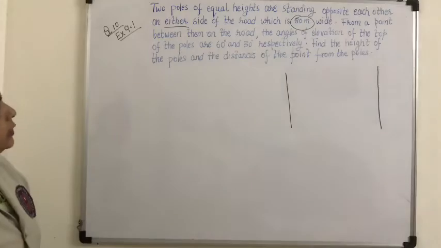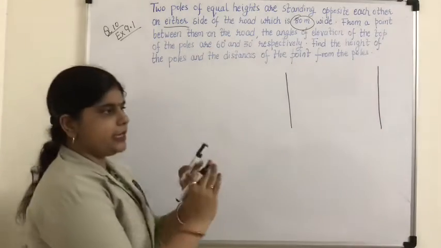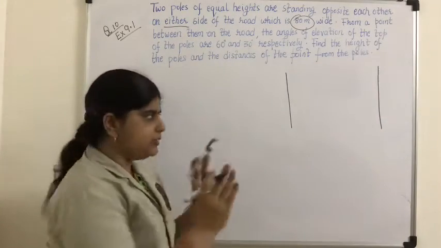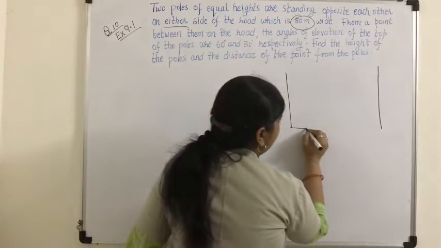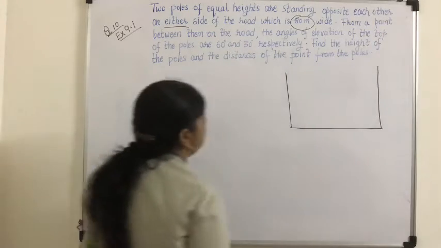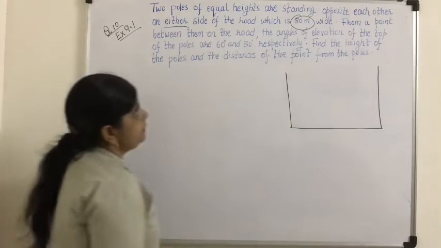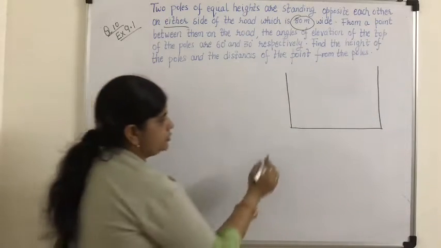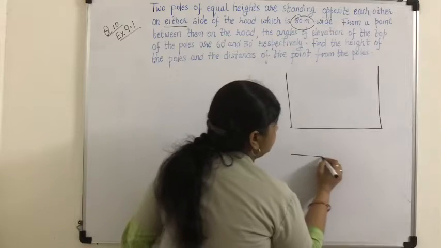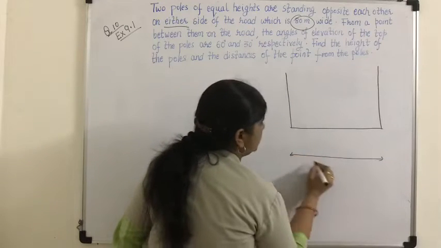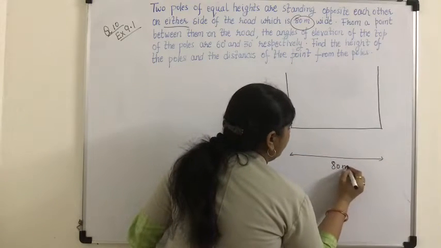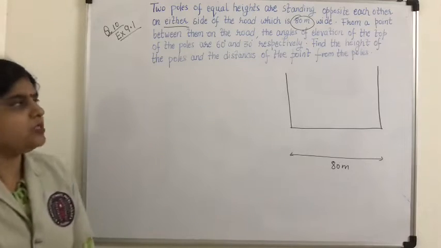Standing opposite to each other on either side, either side of a road. So this is a road, correct? And you have to see that they are of equal height, right? Which is 80 meter wide. So this length is 80 meter. This road is 80 meter wide.